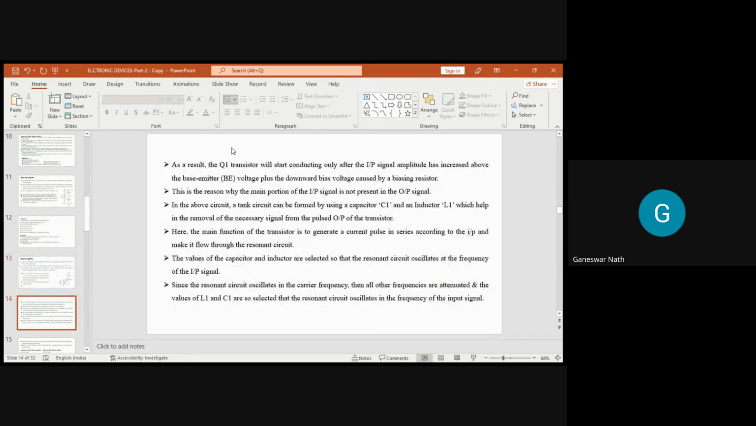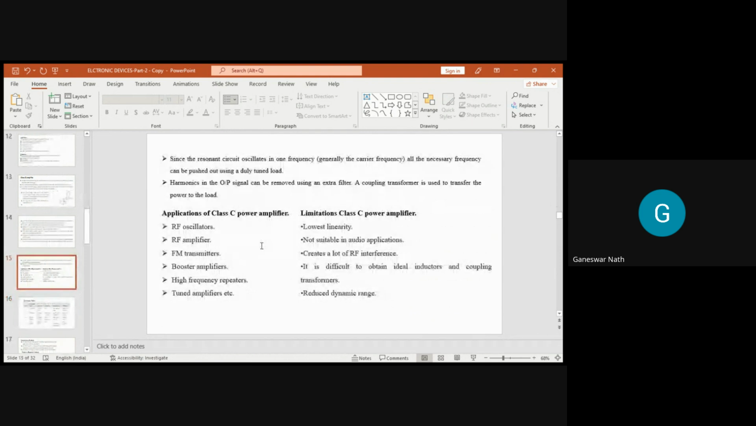As a result of this load point, the transistor will start conducting only after the input signal amplitude has increased above the base emitter voltage plus the downward bias voltage caused by the biasing resistor. This is why the main portion of the input signal is not present in the output signal, which appears in the class C amplifier but not in the others. This is the main circuit operation, or circuit explanation, for the class C amplifier.